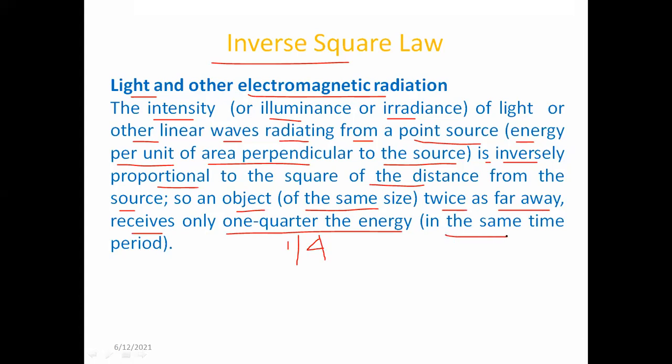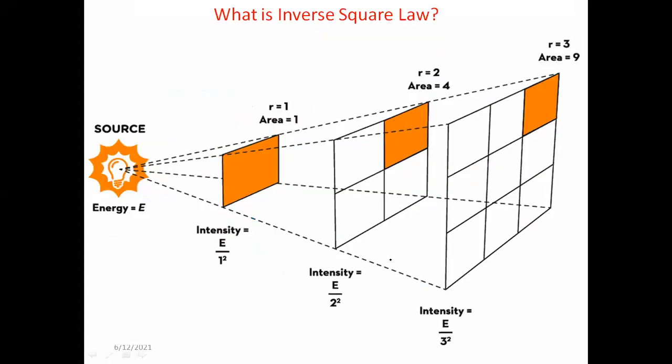In the same time period, it receives only 1/4 of the energy, which is obvious. So this is nothing but the inverse square law. In this case also, the dark or shaded area is the intensity in the case of electromagnetic radiation. Once again, we can take 10 meter, then 20 meter, and then 30 meter.